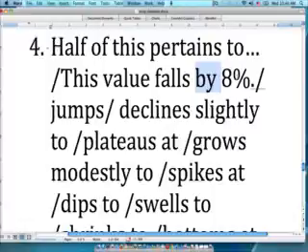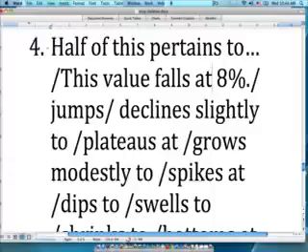Now, sometimes even students make the mistake of using words like at. I mean, at has a totally different meaning. If we say this value falls at 8%, that means that when the value got to 8%, at that point it started to fall. So be careful with the words as you use them. Okay, plateaus at, grows modestly to.